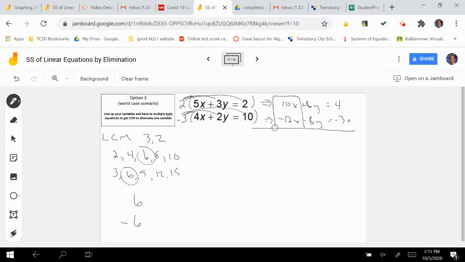What is 10x minus 12x? -2x. What is 6 minus 6? Elimination. And I'm going to get 4 minus 30 is -26, which is a weird number, but that's okay because it's divisible by 2. And I'm going to get x equals positive 13. So if you recall, our answer is always going to be an ordered pair.